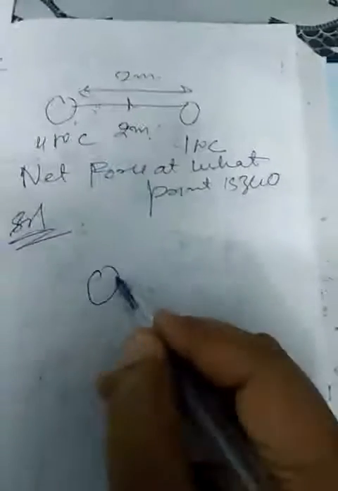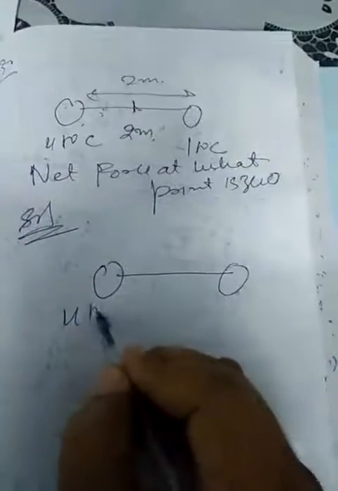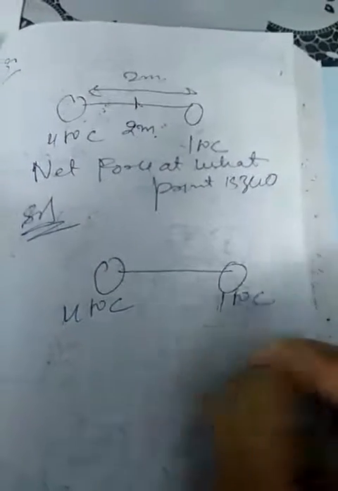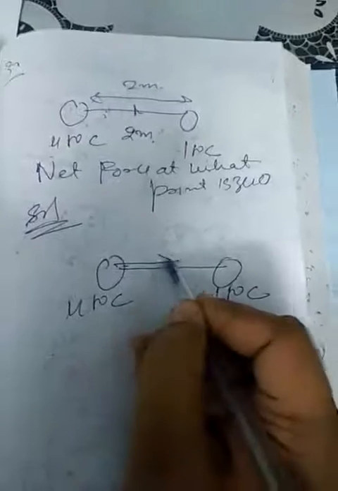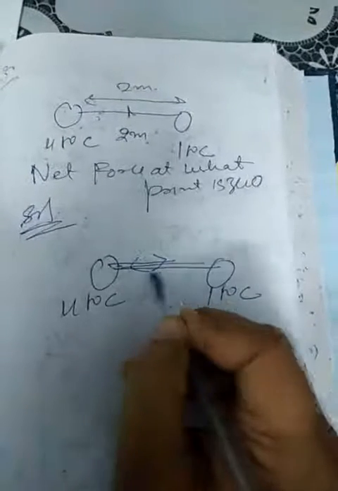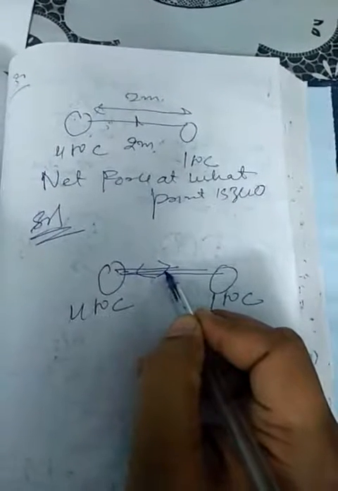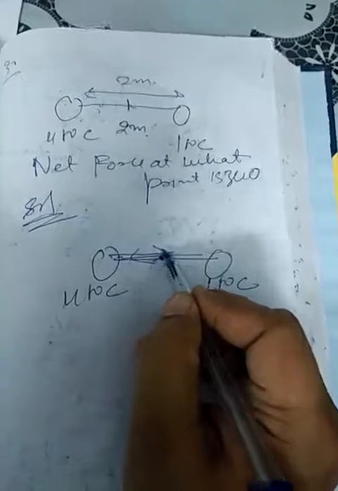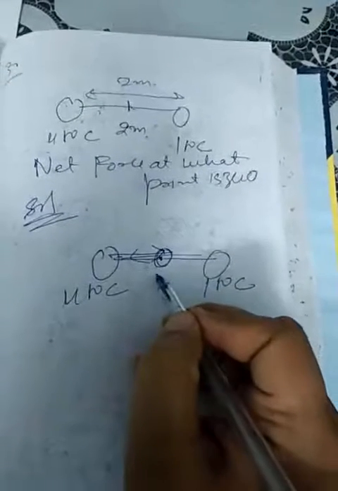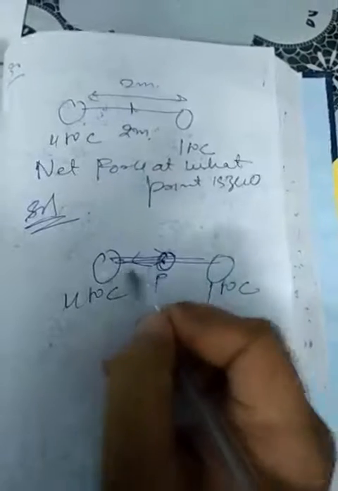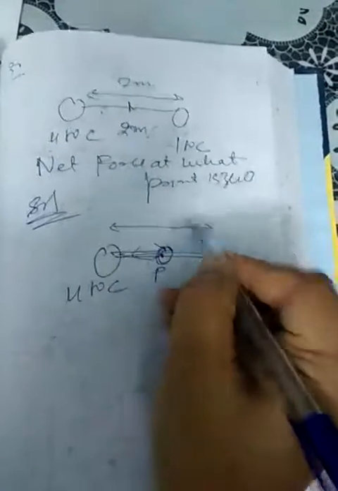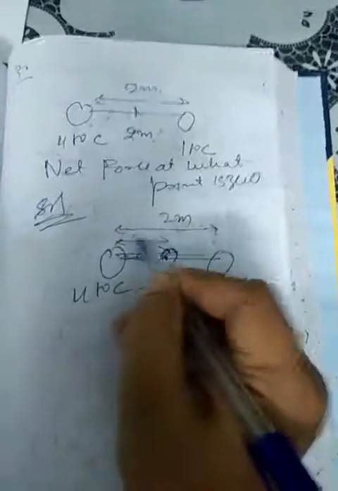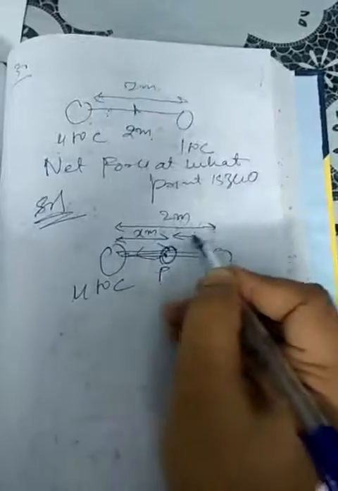Let us redraw the diagram: a 4 microcoulomb charge and a 1 microcoulomb charge. The positive charge will exert a force over here, and this one will exert a force over here. So some particular charge should be placed so that the net force on them will be 0. Let us consider a point P. The total distance was 2 meter. Let us say it is at a distance of x meter from here, and it will be 2 minus x meter from here.